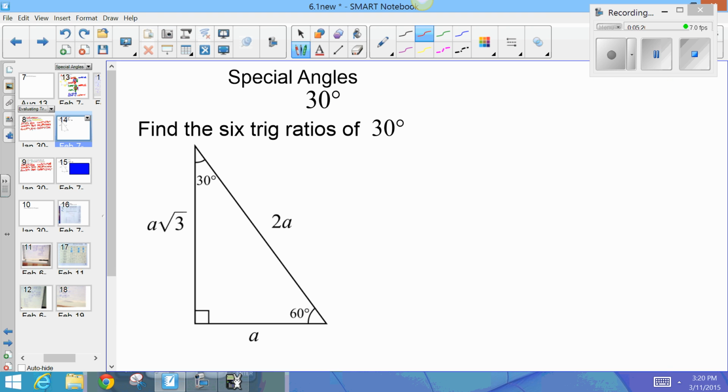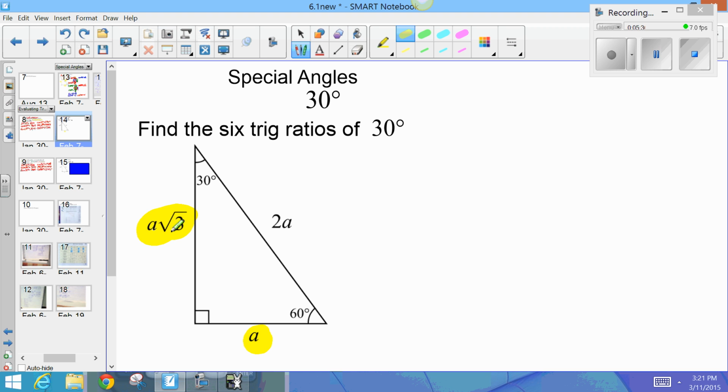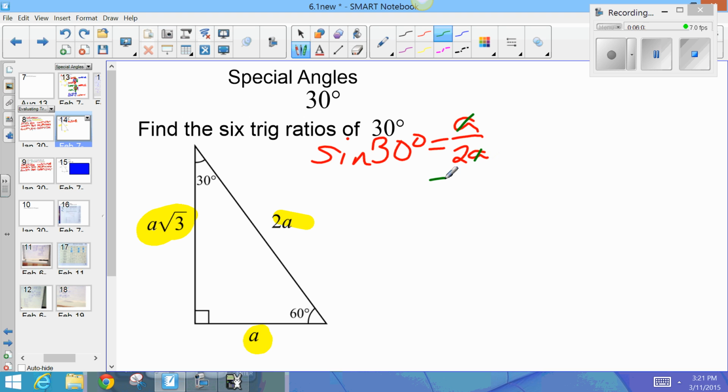All right, next special angle. We're going to do 30 next. Again, from geometry, if I've got a right triangle with a 30-degree acute angle, the other angle has to be 60, and the ratios of their sides are A, A radical 3, and 2A. That's something you learned in geometry. You're going to take that, and we are now going to find the 6 ratios of 30. So sine of 30 equals opposite over hypotenuse. That's A over 2A. I'm going to simplify by taking A out of top and bottom, so that gives me 1 over 2.